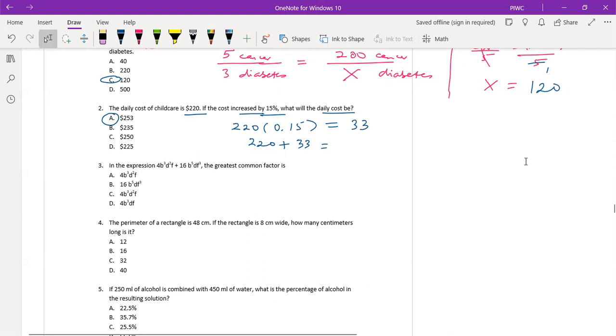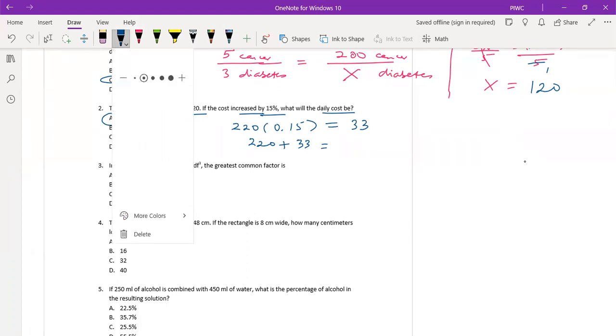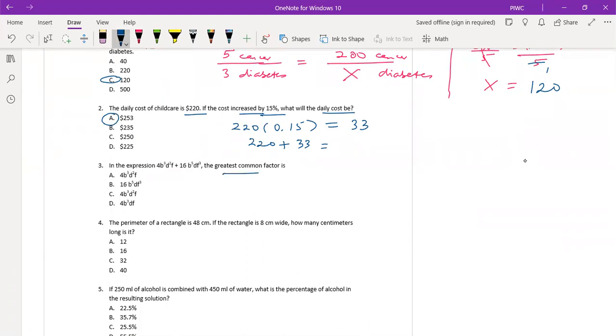Then number 3 is asking for the greatest common factor, GCF. For the greatest common factor, you have to look at the numbers first. So ask yourself, 4 and 16, what will be the greatest common factor? It's going to be 4, right? 4 can go into 4, it can go into 16. So 4 is the greatest common factor for the numbers.